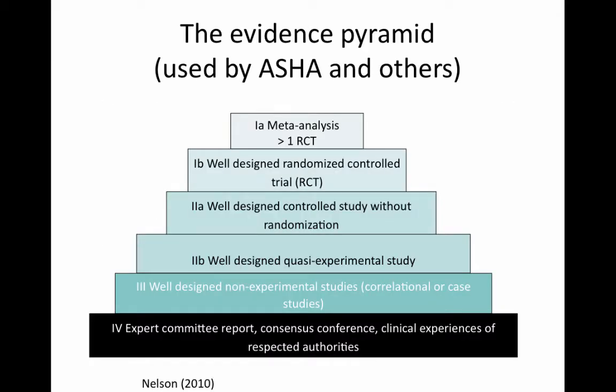This is the evidence pyramid, which is used by ASHA and others. The highest level of evidence is a meta-analysis with more than one randomized controlled trial at the top of the pyramid, followed by a well-designed randomized control study, a well-designed controlled study without randomization, a well-designed quasi-experimental study, a well-designed non-experimental study, for example, correlations or case studies, and at the lowest level, expert committee report, consensus conference, clinical experience of a respected authority.